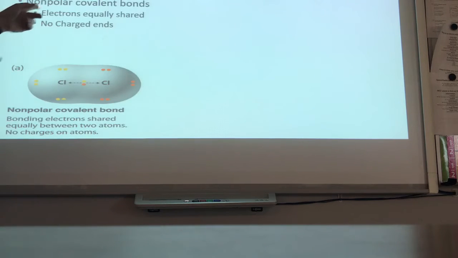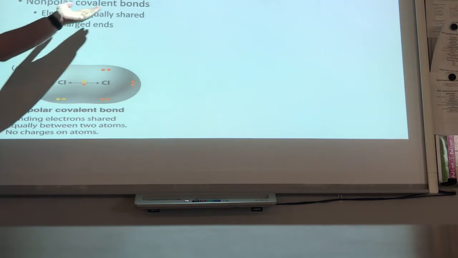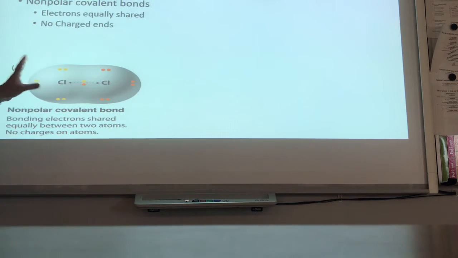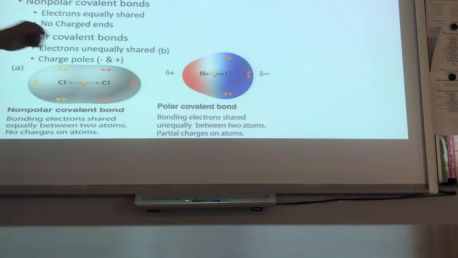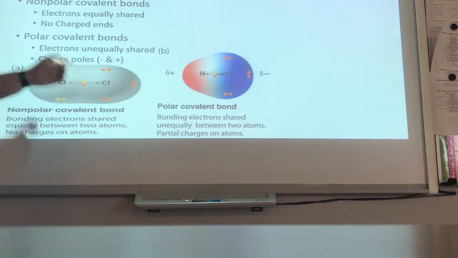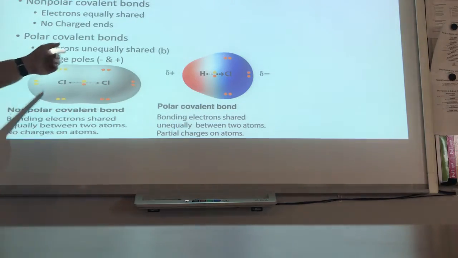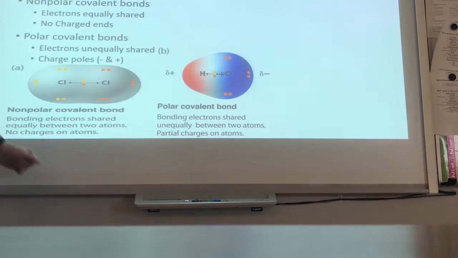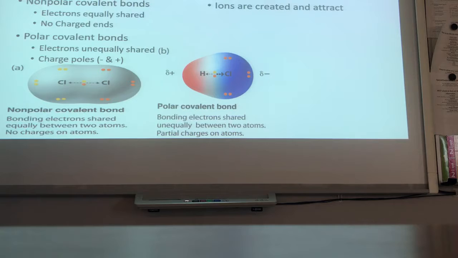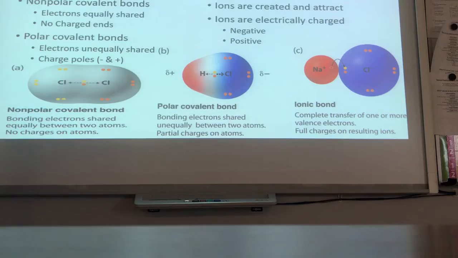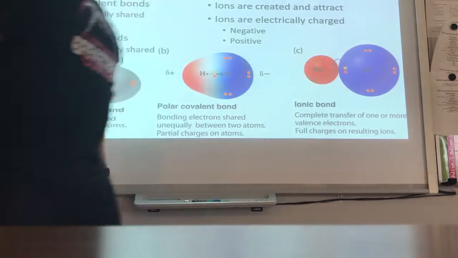Well, let's look at our bonds that we've got. Let's revisit that. Covalent bonds create molecules, but there are non-polar covalent bonds. Electrons are shared equally, no charged ends. Everything is good and equal. Polar covalent bonds, hydrogen and chlorine: the electrons are unequally shared. Charged poles, a positive end and a negative end. Ionic bonds. Ions are created and then attract. Ions are electrically charged, so there's a positive end and a negative end.